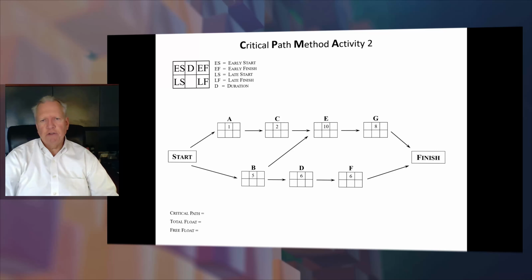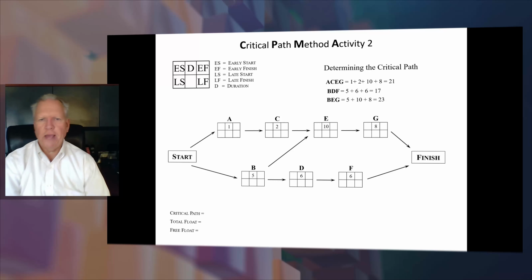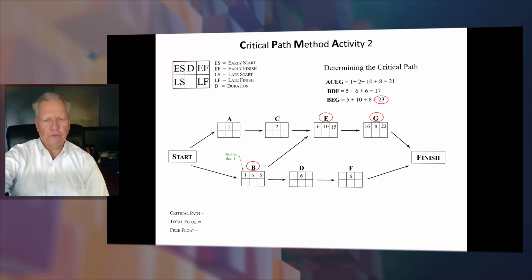Okay, so here's your activity 2 graphic. First thing you want to do is find your critical path. So when you find your critical path, you just add up your paths. So what's your critical path? It's going to be BEG. All right, so start with your critical path, anchor your critical path. Start on day 1. 1 and 5 is 6, minus 1 is 5. E starts on day 6. 6 and 10 is 16, minus 1 is 15. G starts on day 16. 16 and 8 is 23.